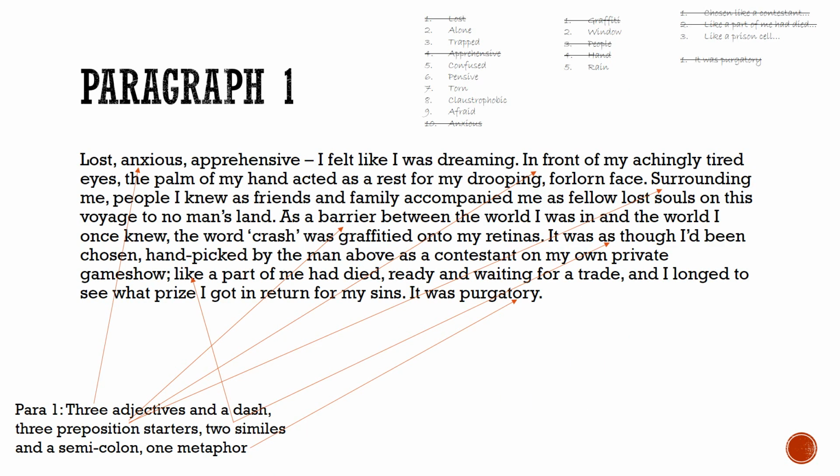Paragraph 1. Use your notes and follow the structure. You'll start with 3 of your adjectives, a dash, and the phrase "I felt like I was dreaming." It's so ambiguous that it means anything and everything.